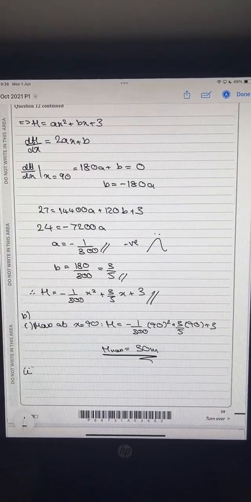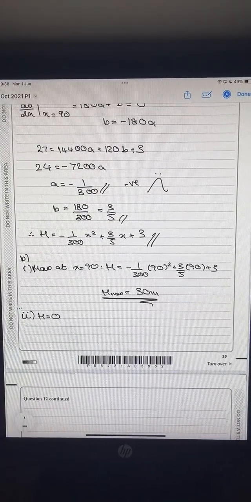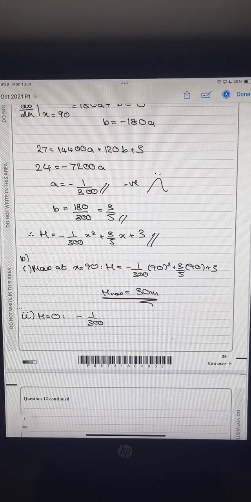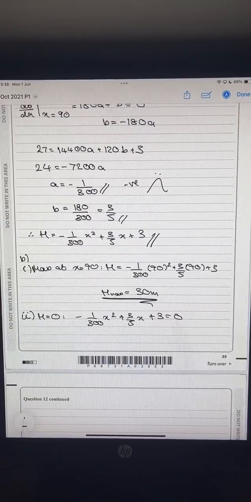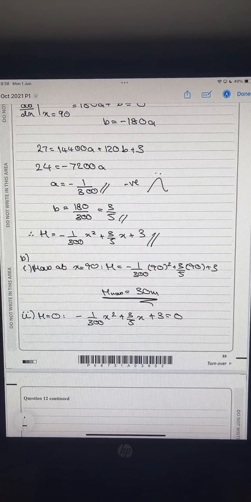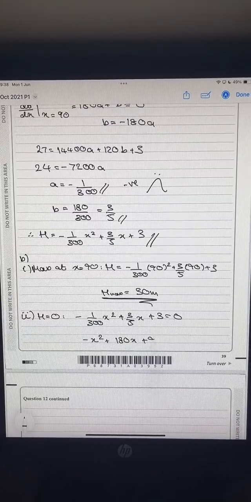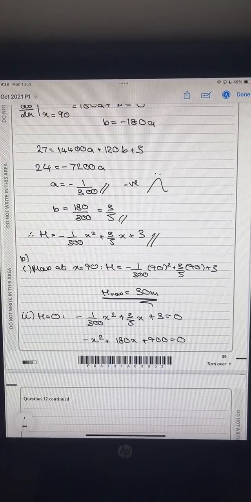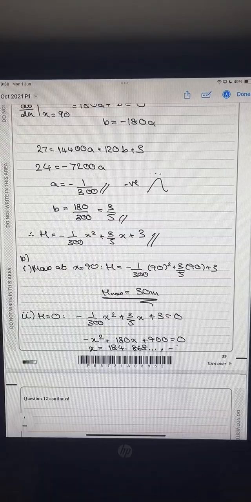Part 2 is just solving a quadratic equation. We know that the horizontal distance is at h equals 0. So we have minus 1 over 300, not 3000, x squared plus 3/5 x plus 3 equals 0. Then I'm going to multiply by 300 and I have minus x squared plus 180x plus 900 equals 0. Put this into my calculator and I get x is equal to 184.868 and so on, or minus 4.8.